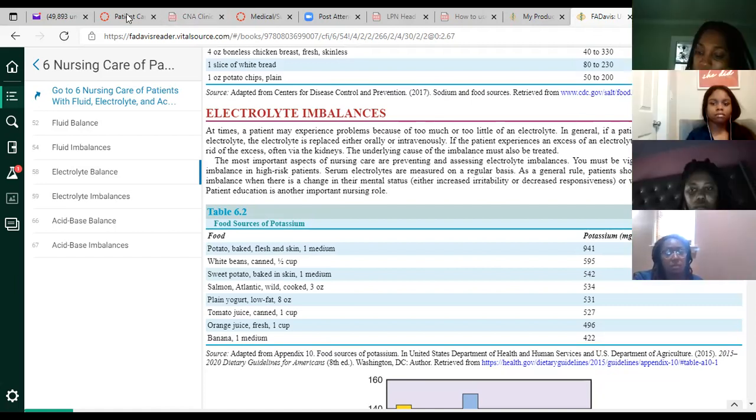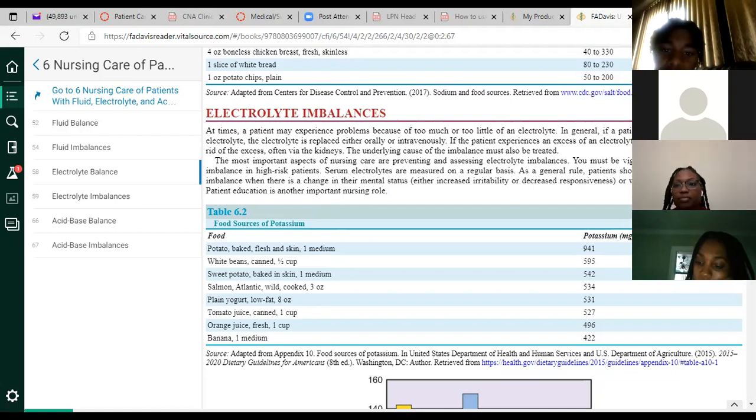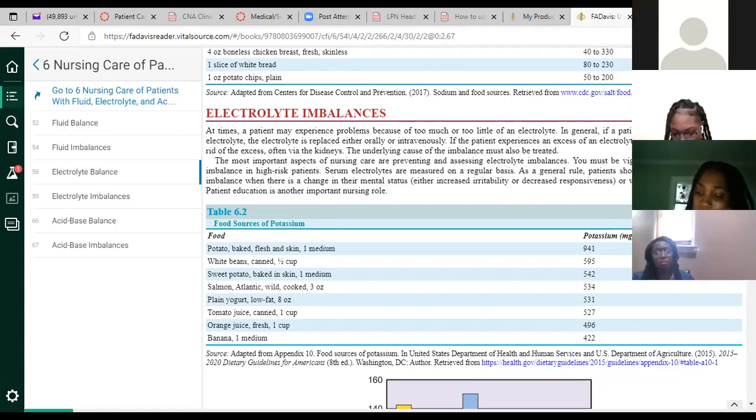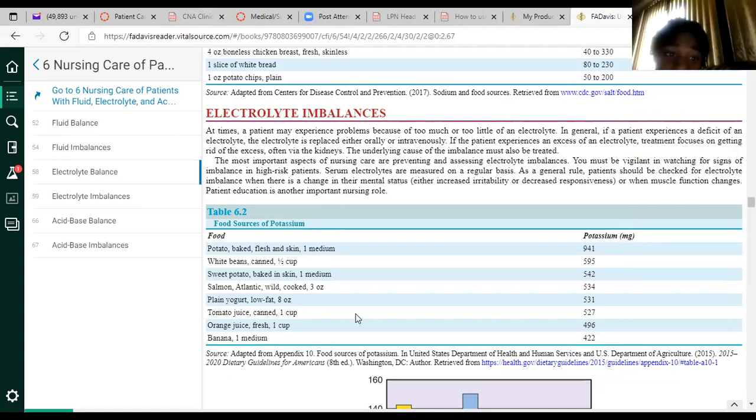In general, if a patient experiences a deficiency of an electrolyte, the electrolyte is placed either orally or intravenously. If the patient experiences an excess of an electrolyte, treatment focuses on getting rid of the excess, often via the kidneys. The underlying cause of the imbalance must also be treated.